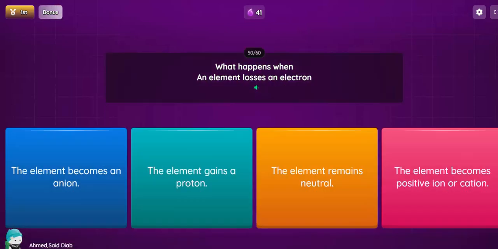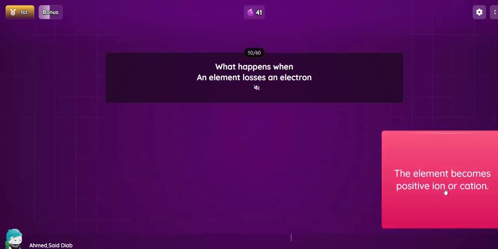Question: what happens when an element loses an electron? Option 1: the element becomes an anion. Option 2: the element gains a proton. Option 3: the element remains neutral. Option 4: the element becomes a positive ion or cation.